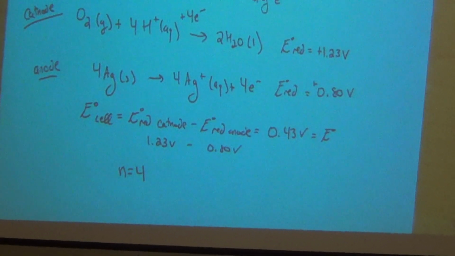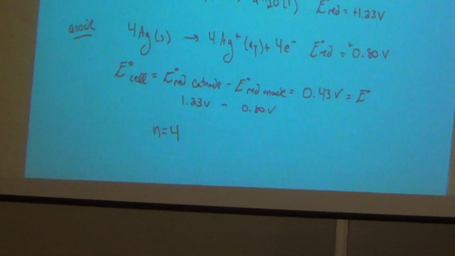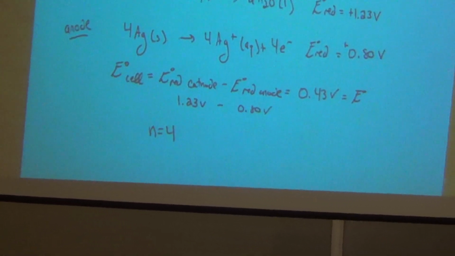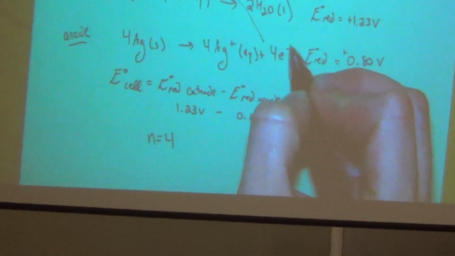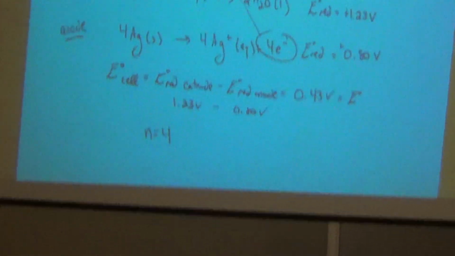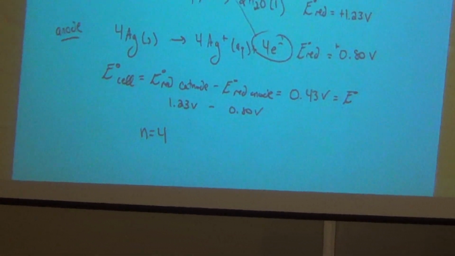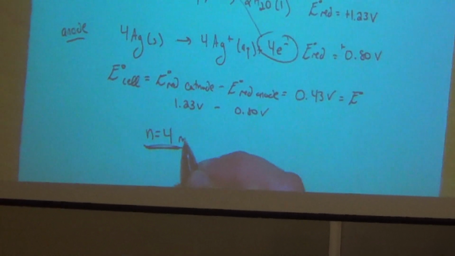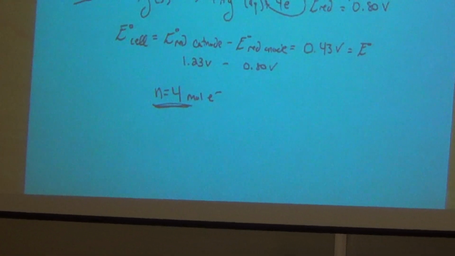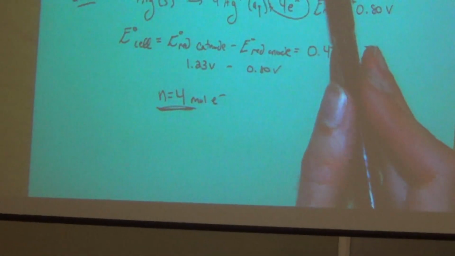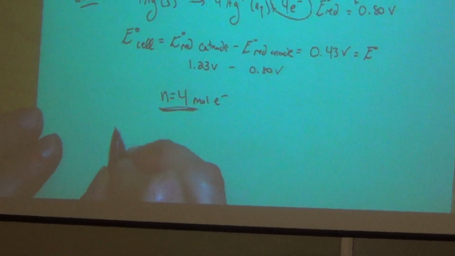There are 4 moles of electrons because those electrons are the same ones. They're just moving from one place to another. These electrons are moving here. They're the same electrons. So the answer is 4 electrons, 4 moles of electrons. So I've got number of moles of electrons. I know Faraday's constant. I know my cell potential, so I can find delta G.